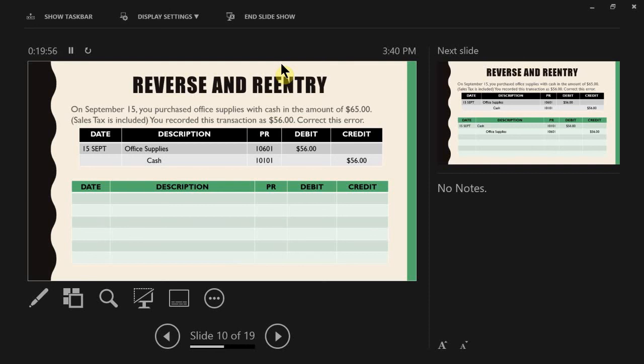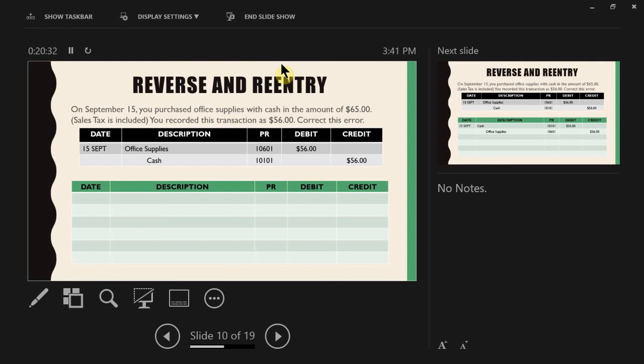The best way to understand this is as if you put yourself in the position where you went out and bought these supplies for your company. You went to the store and you bought these supplies, okay? So here, the scenario is on September 15th, you purchased office supplies with cash in the amount of $65, right? And then, of course, sales tax is already included, right? And you recorded this transaction as $56, okay? Correct this entry.